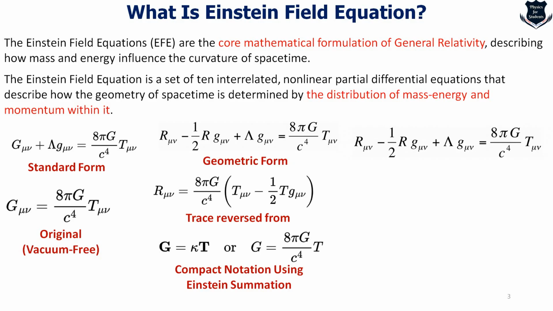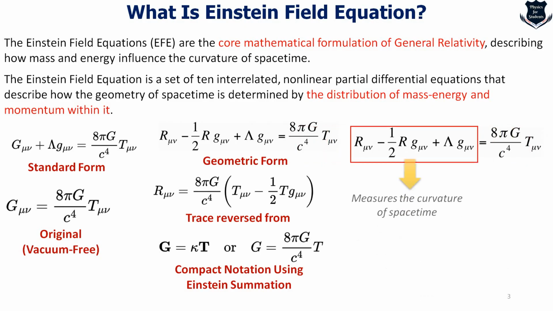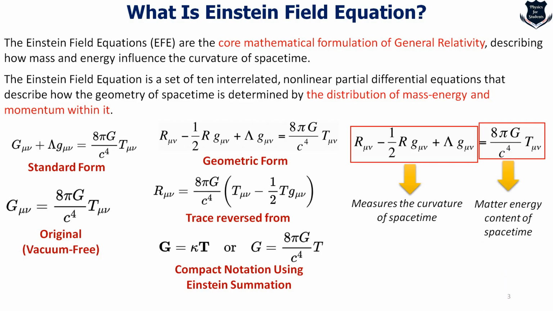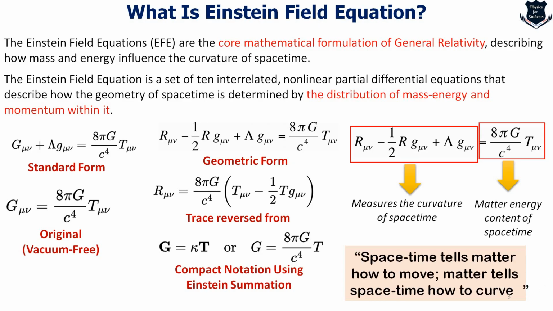What it tells is simply this: if I take the geometric form, the left hand side of the equation denotes the measurement of the curvature of space-time. That means how space-time is curved, and the right hand side denotes the matter content. That means what is responsible for causing the curvature, obviously the matter. So as John A. Wheeler put it in his famous quotation, space-time tells matter how to move and matter tells space-time how to curve. This is all in all.